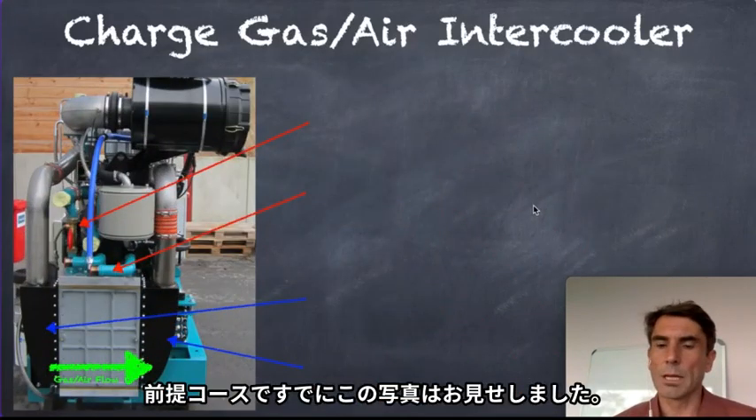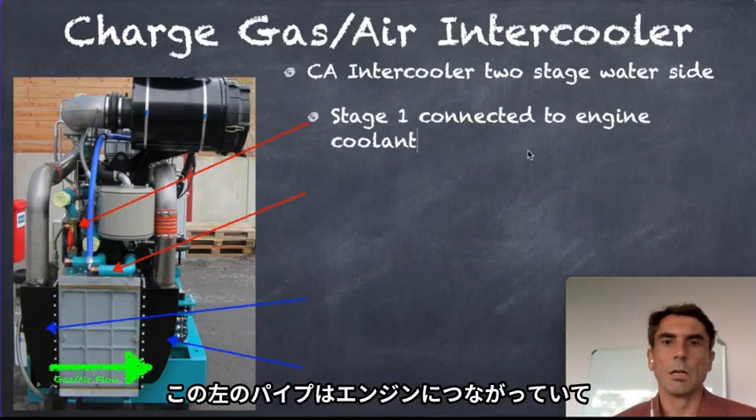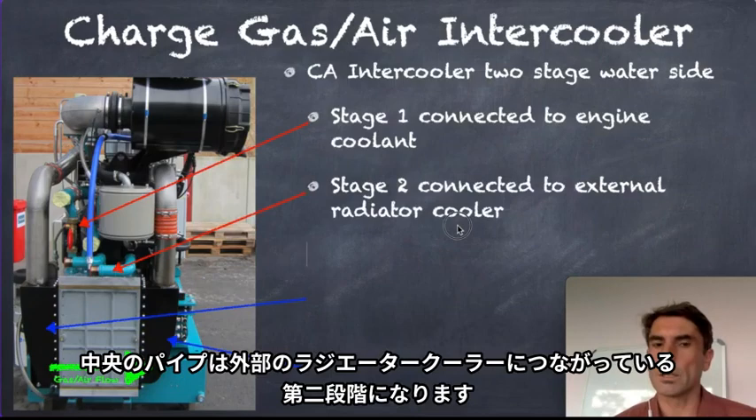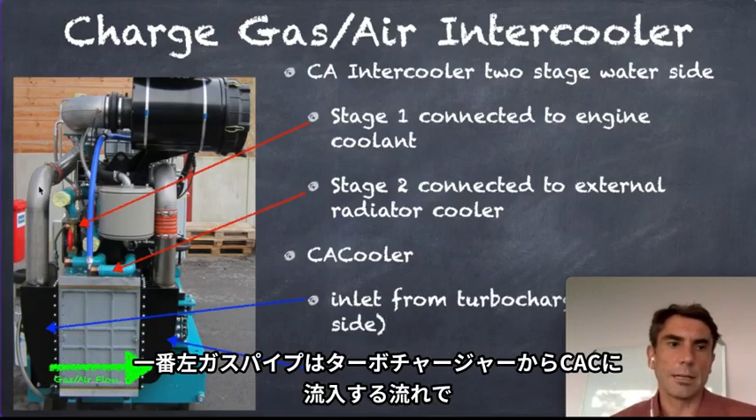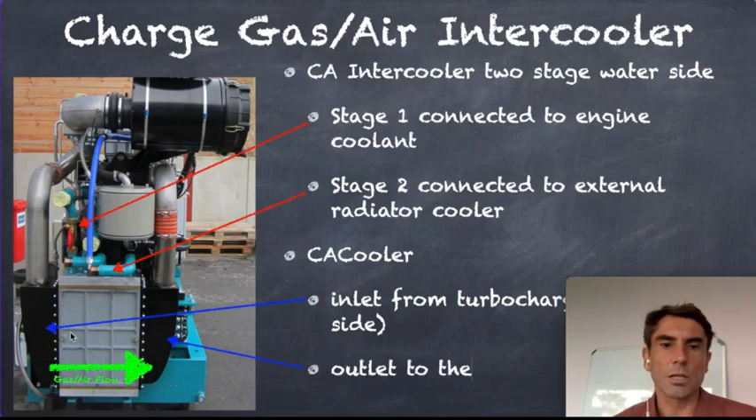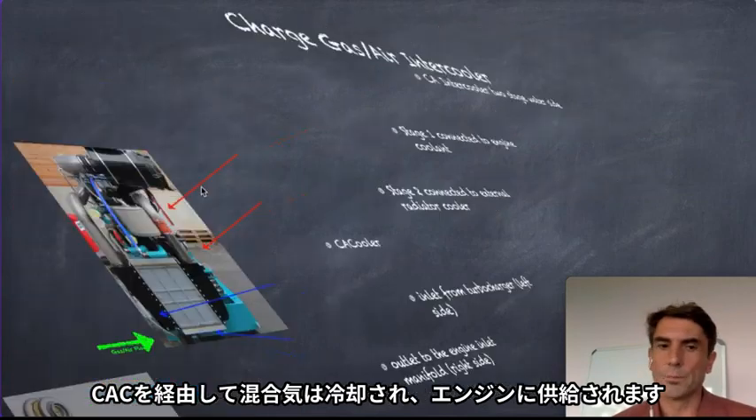This picture we know from the last video already. We have the intercooler with the two stages. Stage 1 is connected to the engine, and stage 2 is connected to the external radiator cooler. Our charge air cooler is this here in front. The inlet is after the turbocharger, where we get the mixed air into the intercooler, and the gas runs through here and gets out of here into the engine.